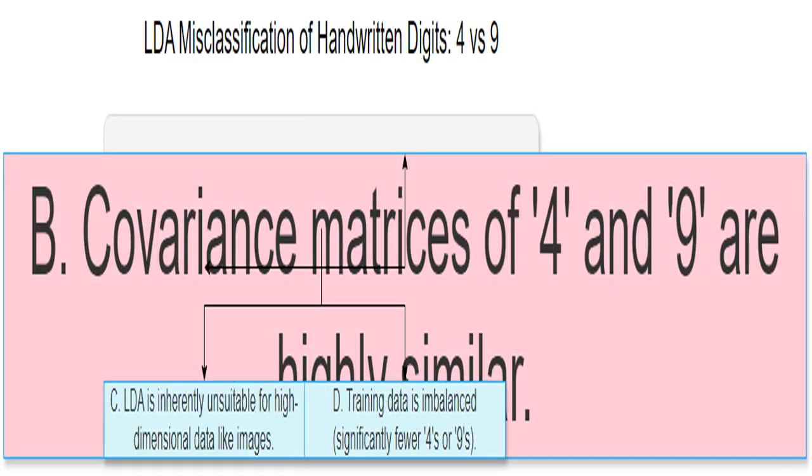Another possibility is that the statistical distributions of 4s and 9s are too similar. LDA assumes that different classes have different covariance matrices, which describe the spread and orientation of the data within each class. If these matrices are very similar for 4 and 9, the LDA model will have trouble separating them. This is also a plausible explanation.